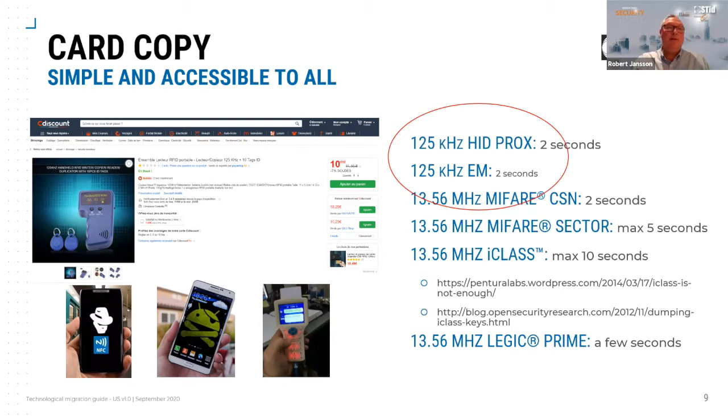So that blue little reader there for €10 would easily clone an HID Prox or EM Marin. The one for a little bit more money there, like €20 down to the right, would easily take care of the MIFARE CSN or sector of the MIFARE card. And with a little bit more expensive card, or just an Android phone, you can easily get a clone of iCLASS Legacy or LEGIC Prime. It's about seconds. And the question is, do you really want to be this unsafe when the same cost for a safe technology is giving you the full security?